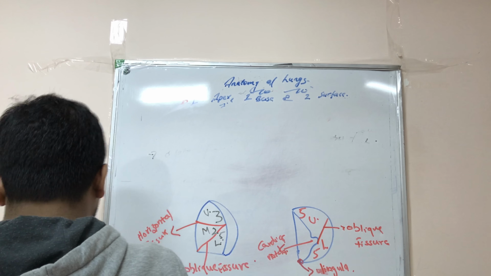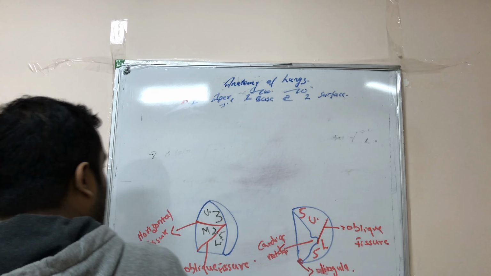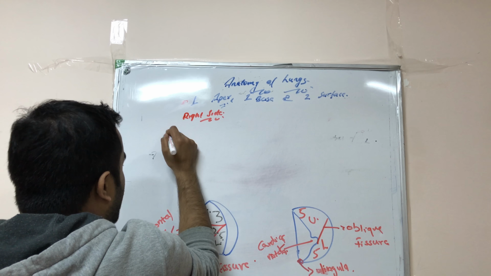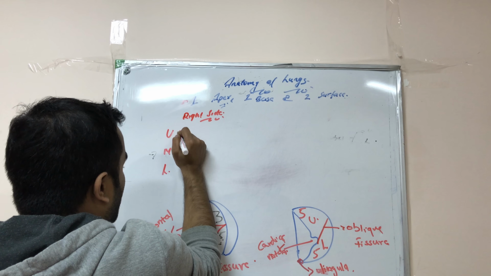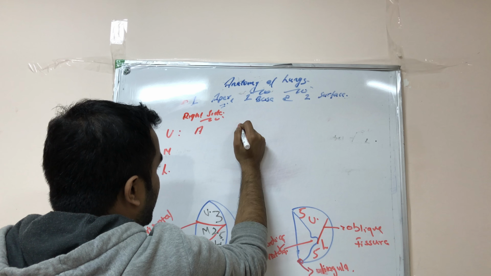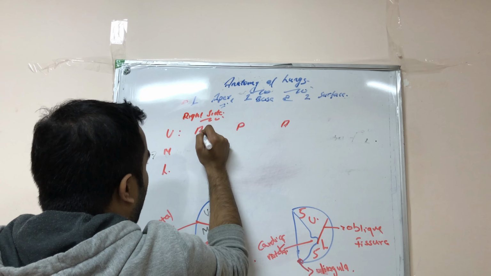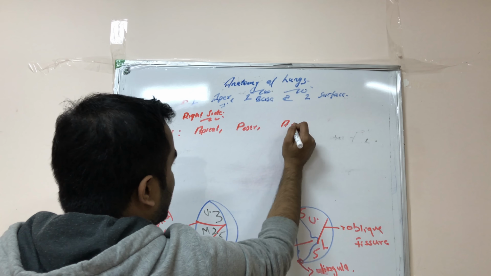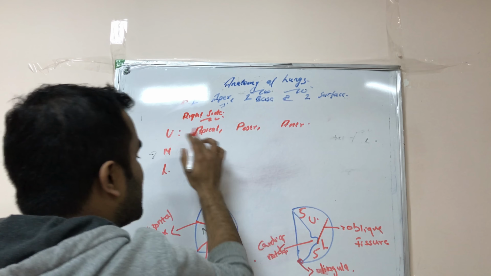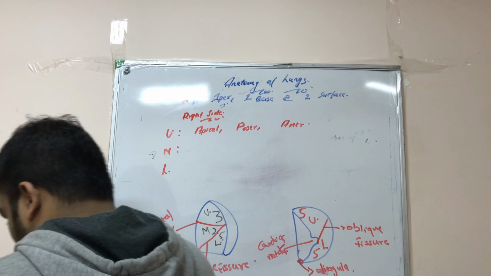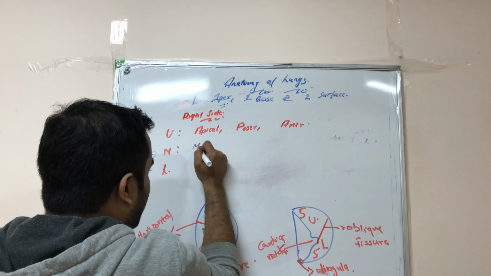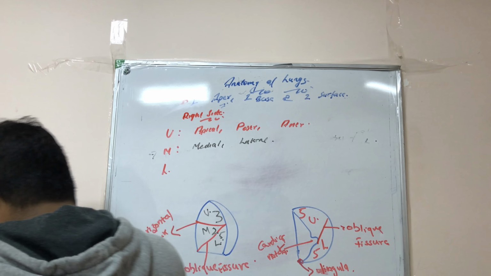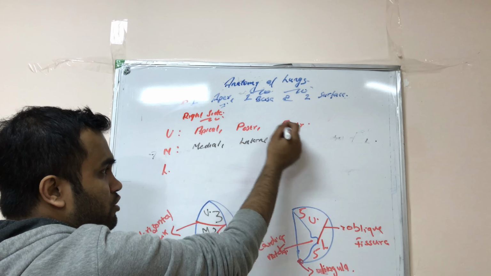Next we will see the segments on the right side. We have three lobes: upper, middle and lower. Remember A, P, A: apical, posterior and anterior. These are the three segments in the upper lobe. Next is the middle lobe. The middle lobe contains medial and lateral.